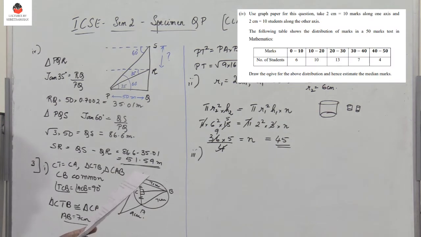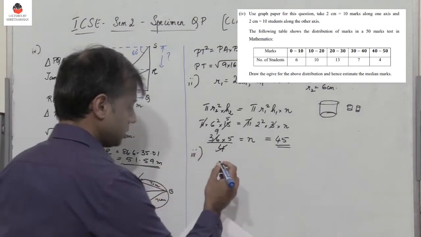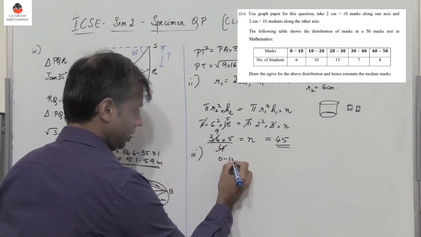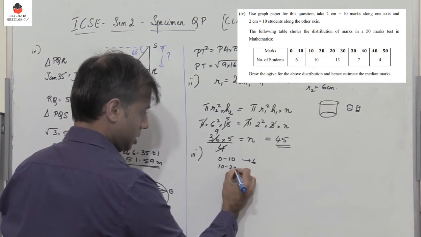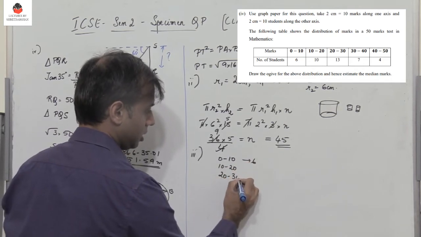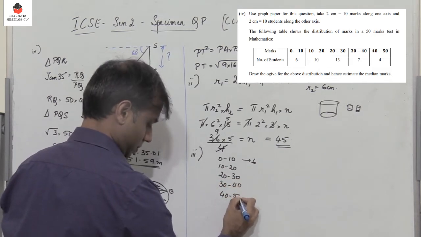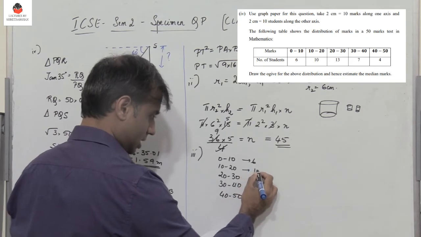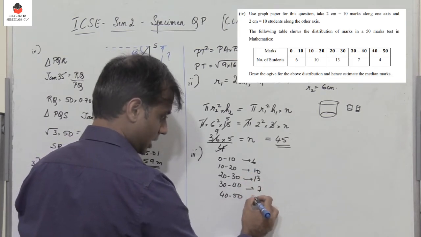Use graph paper for this question. Take 2 centimeters equals 10 marks along the x-axis and 2 centimeters equals 10 students along the y-axis. So you have marks, which is 0 to 10, 10 to 20, 20 to 30, 30 to 40, and 40 to 50. So the number of students are 10, then you have 30, 7 and 4.